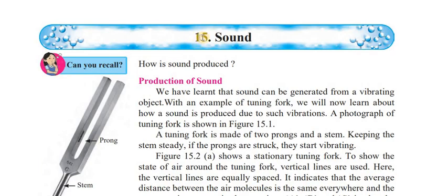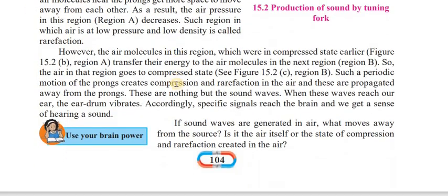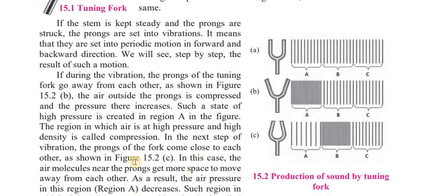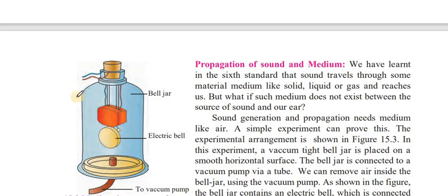Okay, next one, chapter 15, sound, and from this chapter the important questions, let's see. First one here, compression. The region in which air is at high pressure and high density is called compression, and in the same way, the region in which air is at low pressure and low density is called rarefaction. Both questions are important for 1 mark. It's an important diagram. Do practice for this one also.